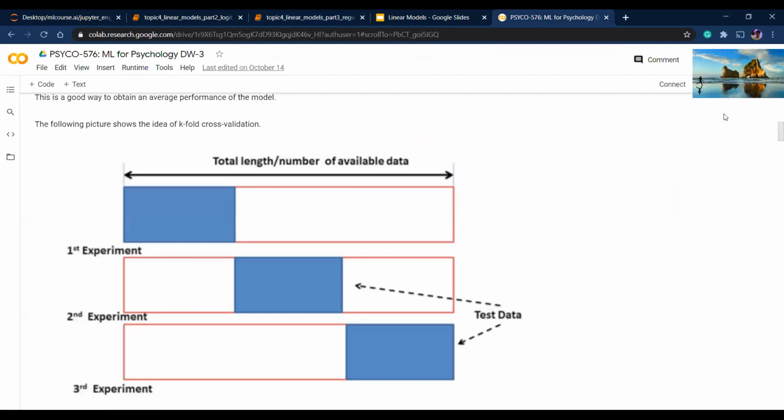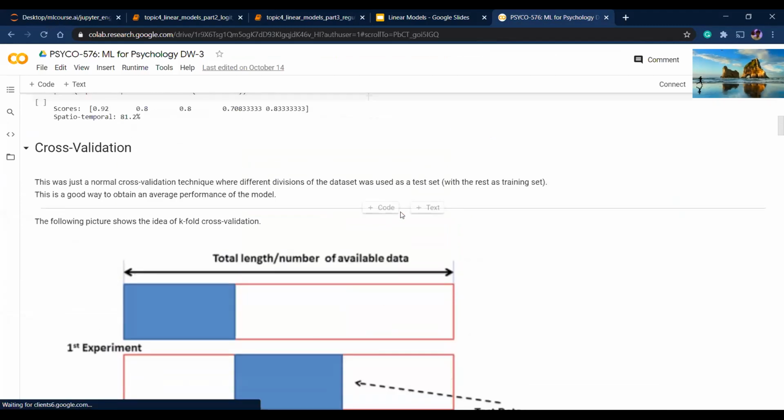So this is another notebook. Don't tell anybody, this is from a class that I'm TAing. So I created the notebook for that.